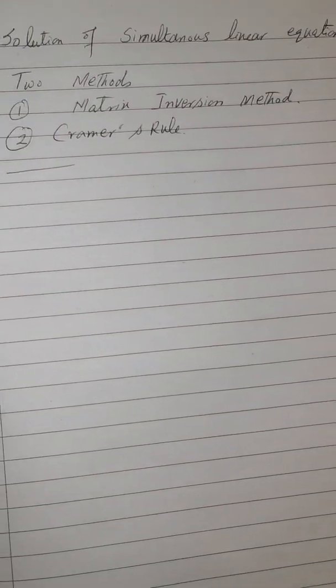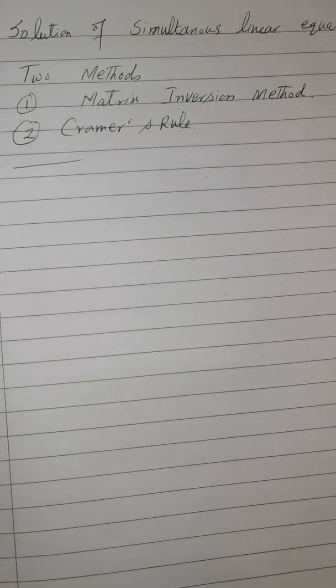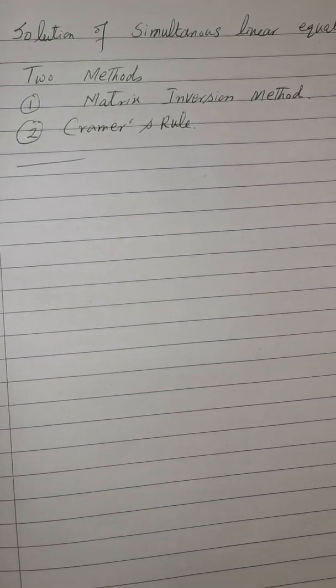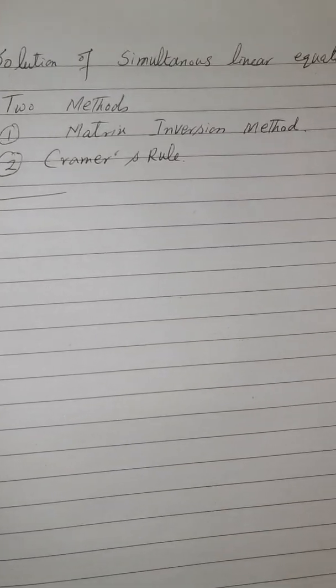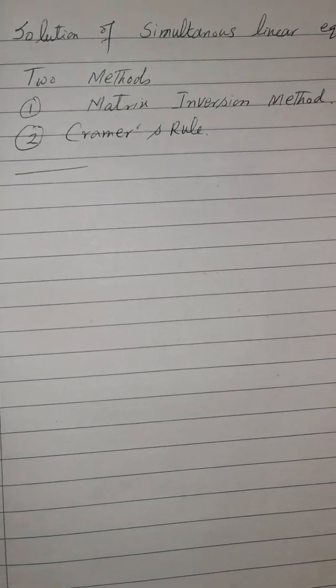Now in this video we will learn how to find the solution of simultaneous linear equations in case of matrices. In matrices, when we have to solve two simultaneous linear equations, there are two methods. One method is called the matrix inversion method and the second is called Cramer's rule.